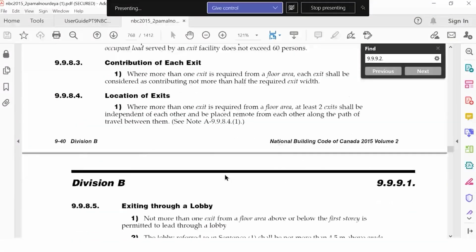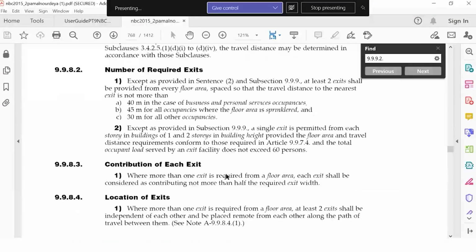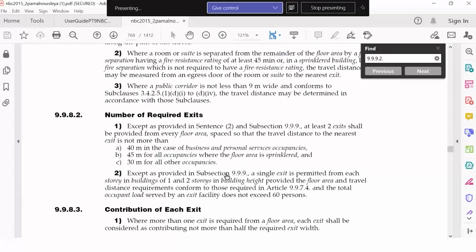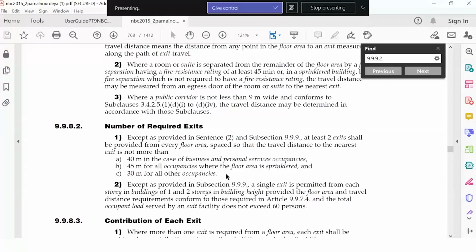If you look at Table 9982, where is that? Here. So when you have egress doors for other than dwelling units, those egress doors need to be placed at no more than 30 meters for all occupancies, except for business and personal services occupancies, where the travel distance can be 40 meters. And if the building area is sprinklered, they can be 45 meters. So these are the travel distances from a room.